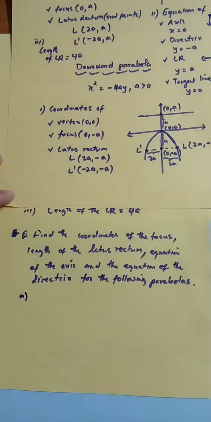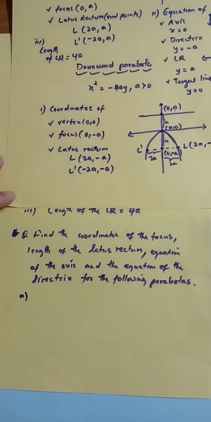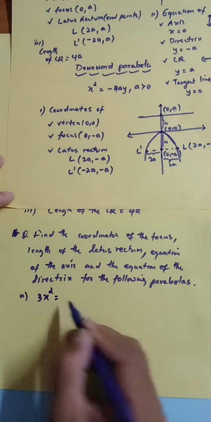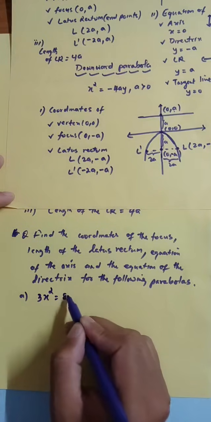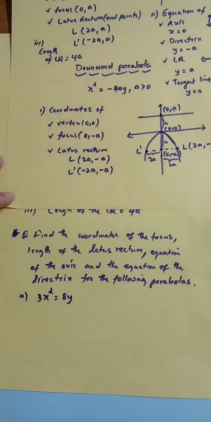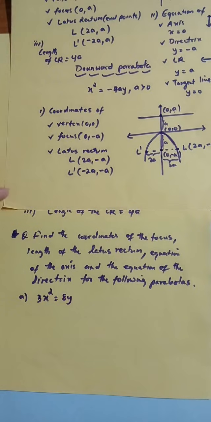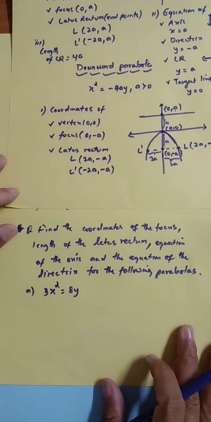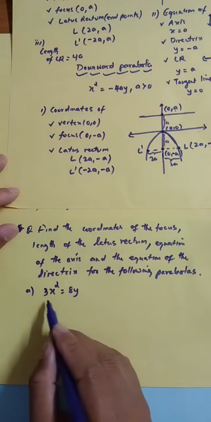The first sub-question is an upward parabola. Very simple, but I'll make it difficult: I have 3x square equal to 8y. No problem, that's fine.